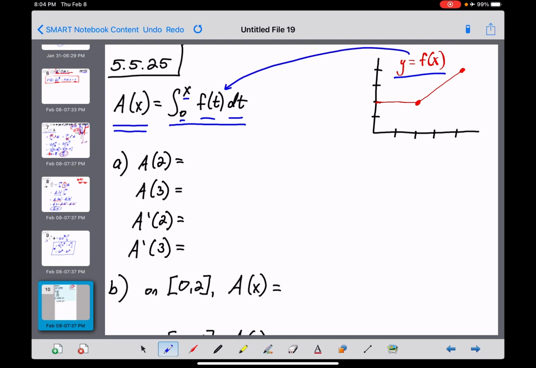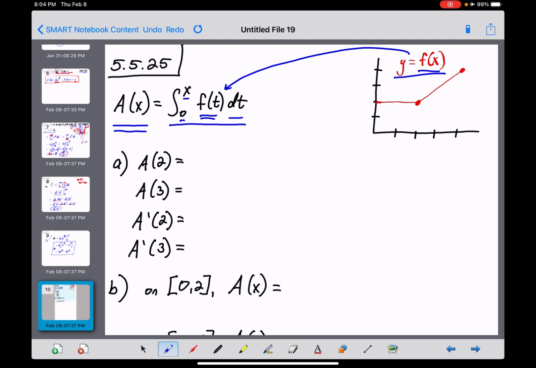Now you'll notice here on the left it's f of t, here on the right it's f of x. Don't let that shake you, guys. The name of the function is f. This is the graph of that function. And the first thing they want us to do right here in number 25 is to come up with the values of A of 2, A of 3, A prime of 2, and A prime of 3. So let's work on that.